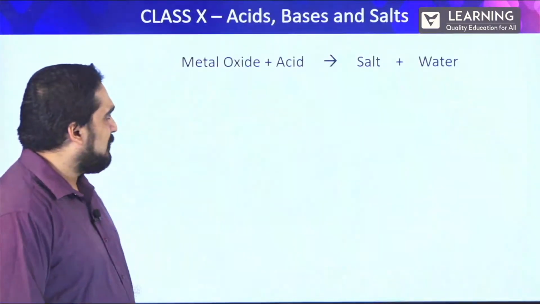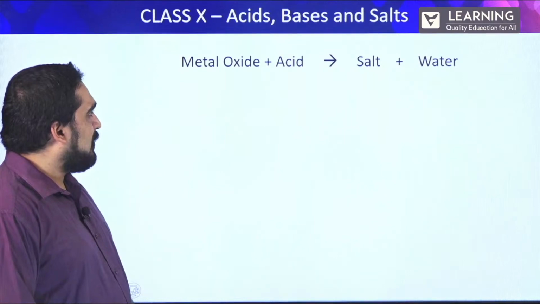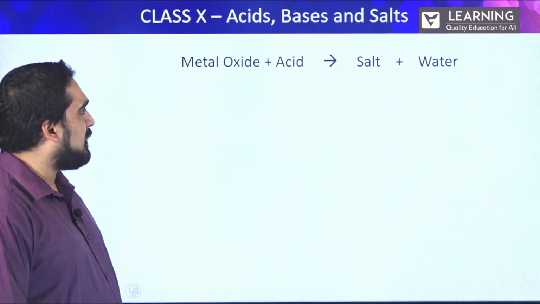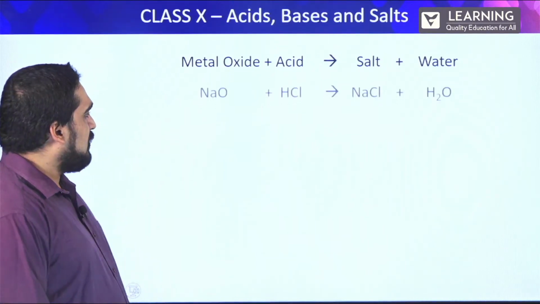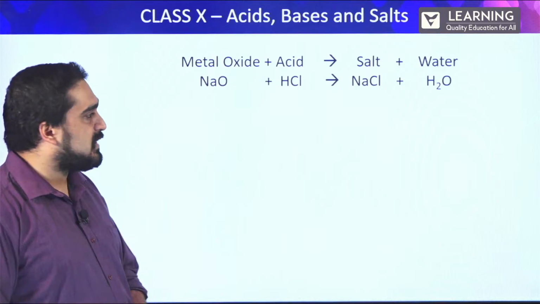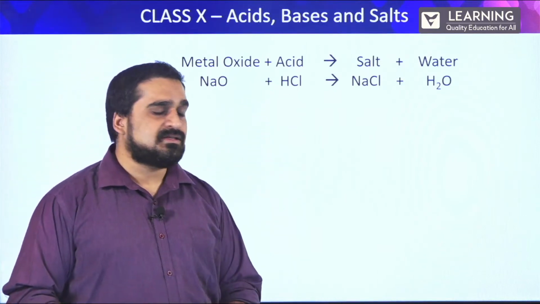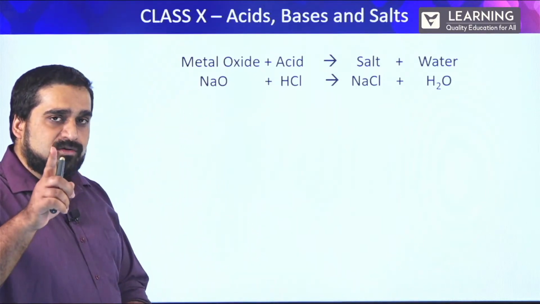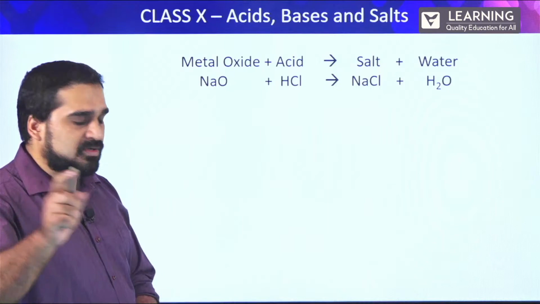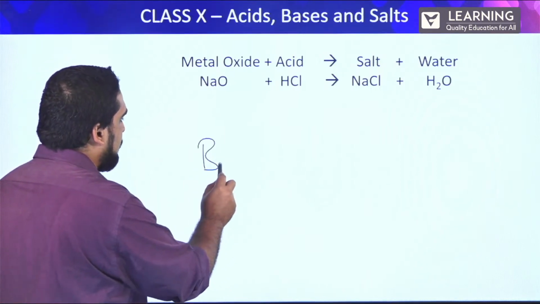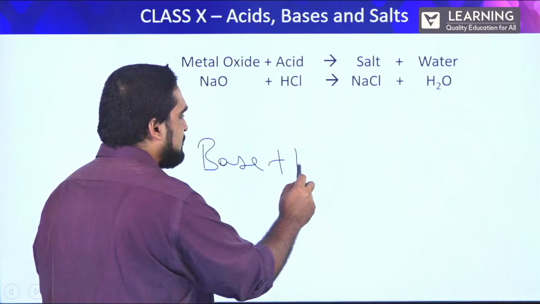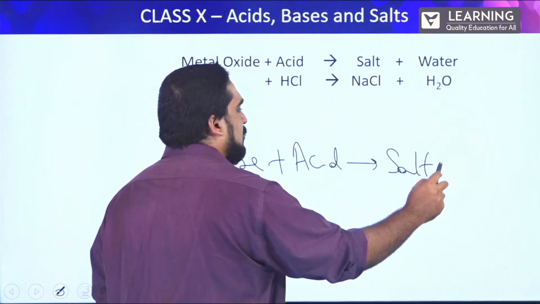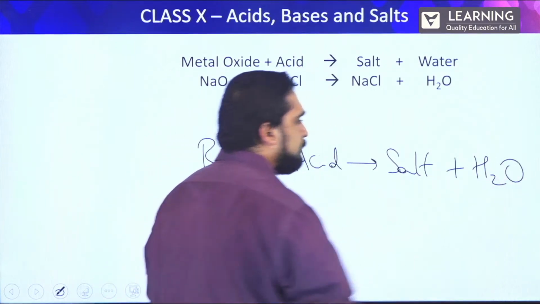All right. Moving on. One such reaction, metal oxide plus acid giving salt plus water. Metal oxide example is sodium oxide plus an acid which is HCl giving sodium chloride plus H2O. Now what I want you to observe is, in the previous case we discussed, when a base reacts with an acid, it gives you salt plus water.